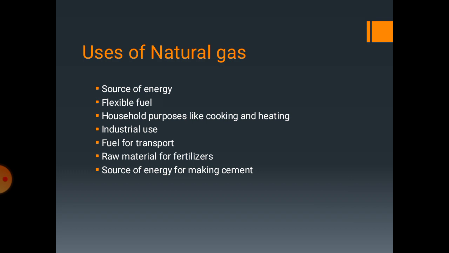It is the second important source of energy, and it is a very flexible fuel, because it can easily be compressed in the form of LPG and CNG, and it can easily be transported along huge pipelines to where it is needed. Another use is for household purposes, like it is used for cooking and heating. It is also used in industry, as one of the major uses of natural gas is as industrial fuel. For example, heating the boilers, providing energy to the industry so that the machines can run.